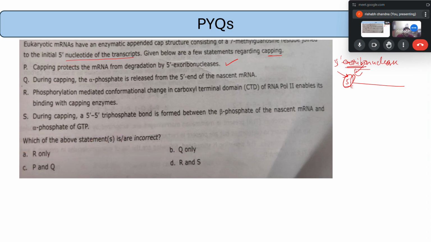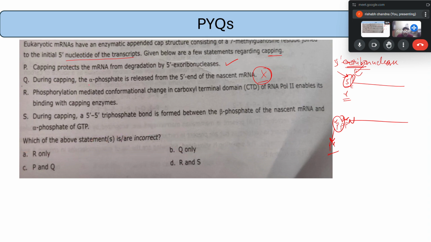Then: during capping the alpha phosphate is released from the 5' end of the nascent mRNA. No, the gamma phosphate is released. This was the first nucleotide. It has three phosphates: this is the alpha, this is the beta, and this is the gamma. So the gamma is released. So this is the wrong statement.